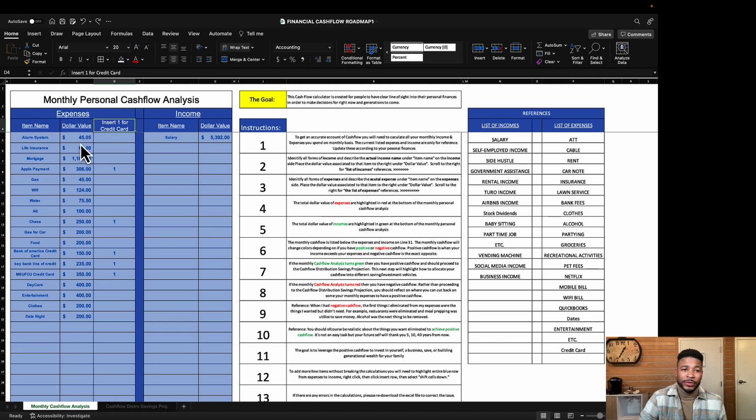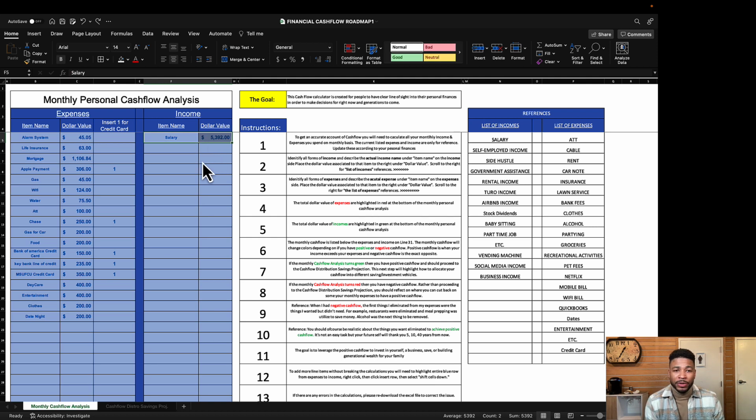Now, insert one for credit card: Apple Payment, Chase, Bank of America, and so on and so forth. These are all credit cards. You want to put one next to anything that is a credit card payment so that we can then have some metrics around our credit card debt to show how much of our income is going to our credit card debt.